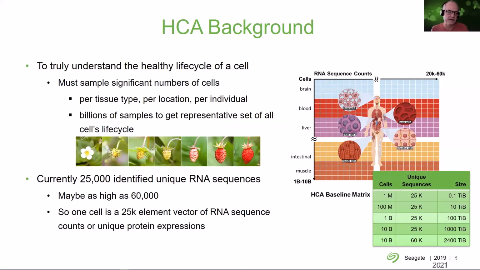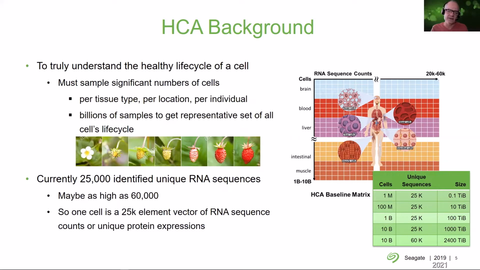If I were to only look at one cell, I would get a snapshot in time of that cell's behavior. So kind of like this picture of a strawberry, if I were to snip off the blossom, I would only see that one part of the strawberry's life cycle. I wouldn't see the fully healthy fruit at the end. I need to sample strawberries all the way through their life cycle many, many times to get enough statistically relevant data to know that this is the complete life cycle of a strawberry. Same thing with human cells.